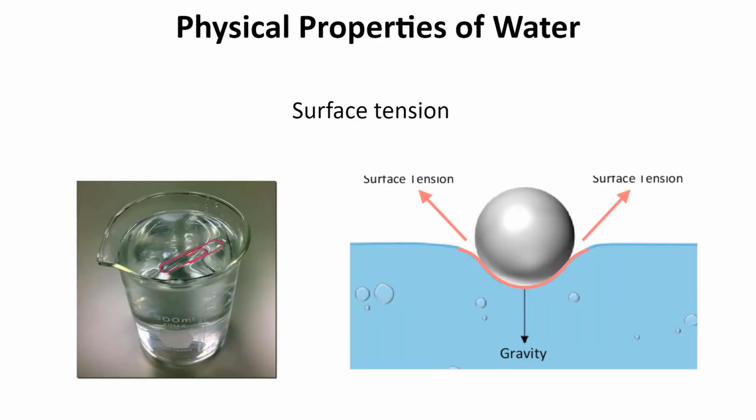Another physical property of water is known as surface tension. You can see in the left-hand side of the slide that the surface of the water is acting as a membrane that is supporting the paperclip in the water. What actually happens here is that when the water molecules interact together, they create a force, and that force is known as the surface tension, and it's the surface tension itself that actually allows the paper clip to stay afloat.